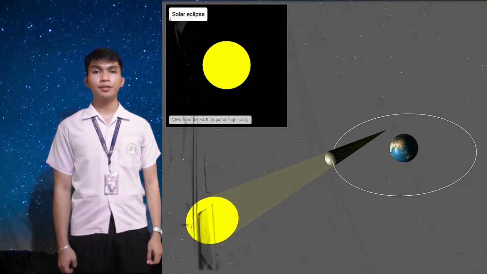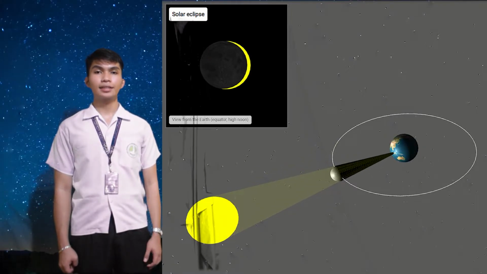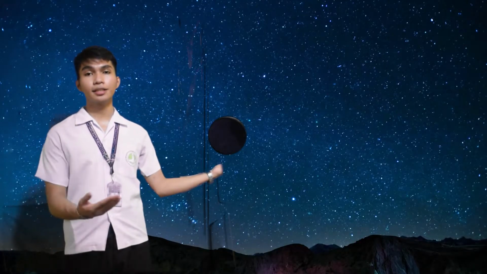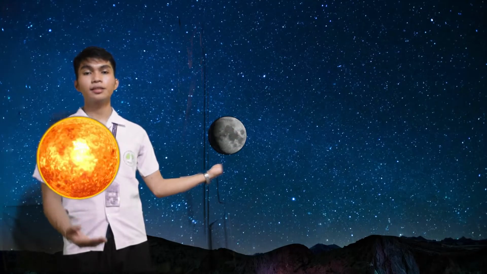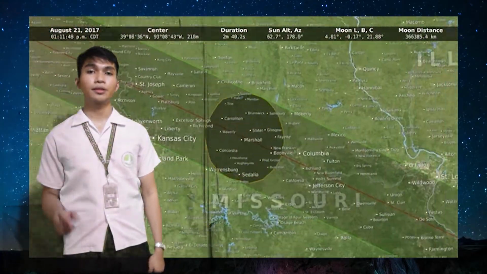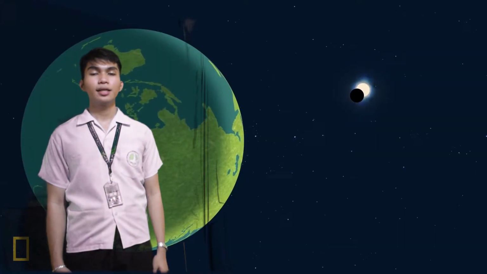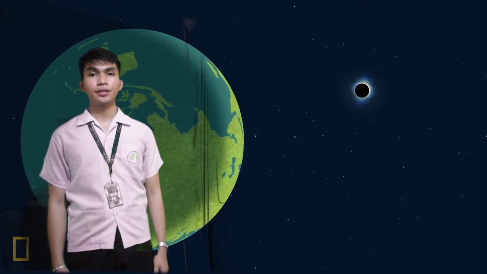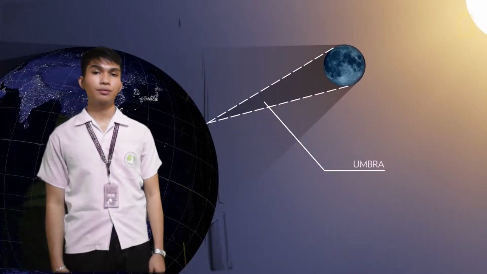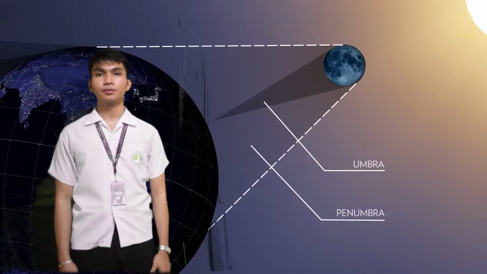A solar eclipse occurs when the Moon passes between the Earth and the Sun, casting shadows on a certain part of the Earth. Since the Moon is smaller than the Sun, it only blocks the Sun's rays partially, so a solar eclipse is not visible from all parts of the Earth. When the Moon eclipses the Sun, it casts two types of shadow on Earth: the umbra, which is a small and very dark shadow, and the penumbra, which is a larger and relatively lighter shadow.